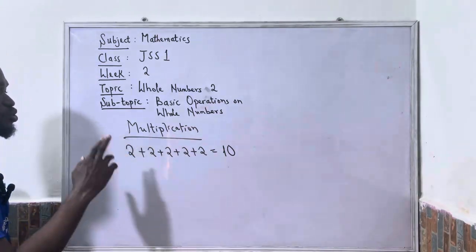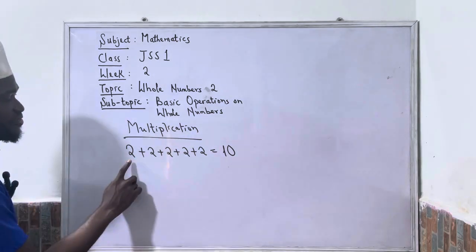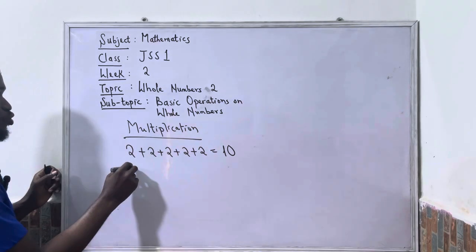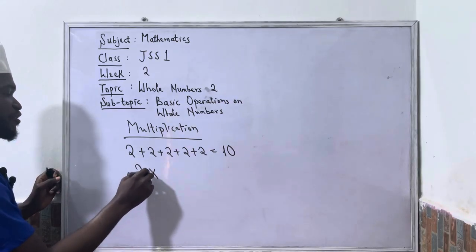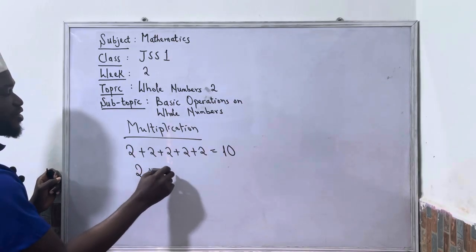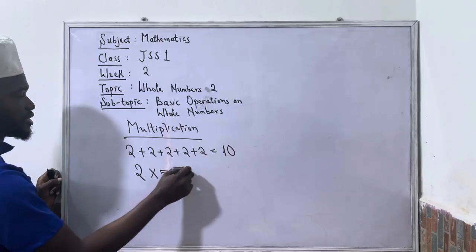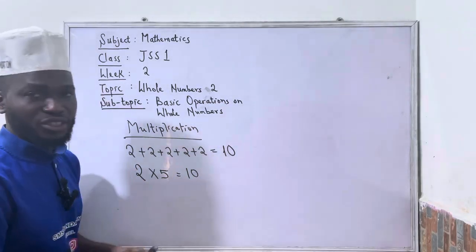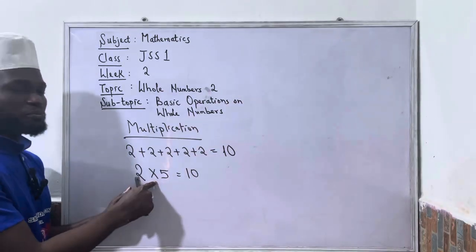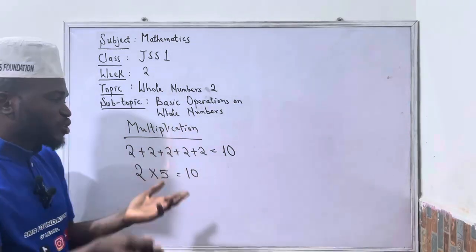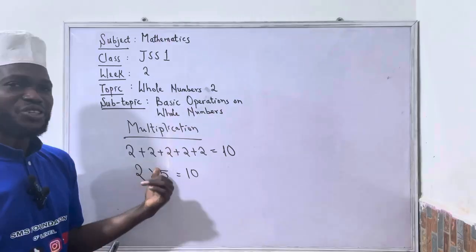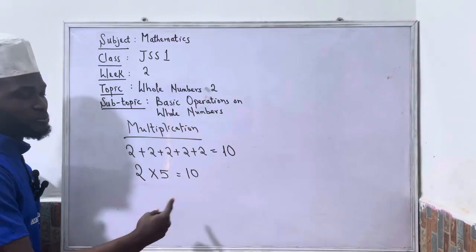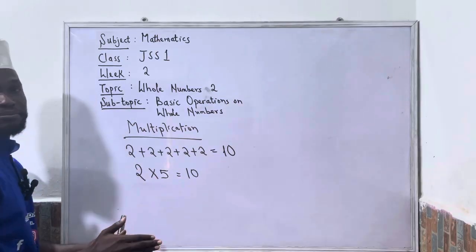I have to just count how many 2's I have here. 1, 2, 3, 4, 5. I will just say 2 in 5 places. That is 2 times 5 equals what? 10. See, you can see that we have the same result. So multiplication is a substitute for addition. When the addition becomes complex, we can substitute multiplication to make it shorter.